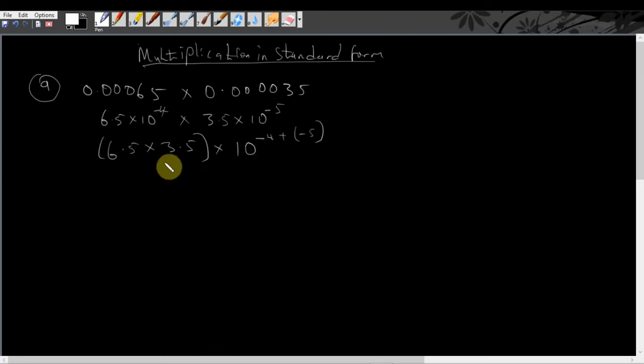What is going to be your answer? If you multiply this with this, you have 22.75 times 10 to the power minus 4. This plus times minus gives you minus, then 5 comes, and your answer becomes 22.75 times 10 to the power minus 9. This is the answer you need.